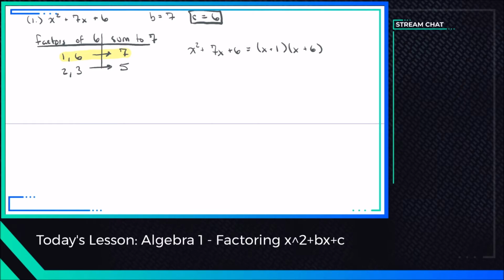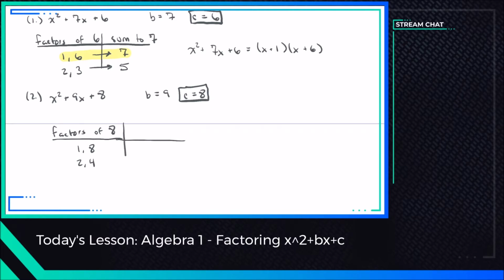If we want to do another one here and factor something like x squared plus 9x plus 8, our b is going to be equal to 9 and our c is going to be equal to 8. We're going to want to multiply to get our c, so let's list our factors of 8. You can multiply 1 and 8 to get 8, 2 and 4 to get 8, and well, that's about it.